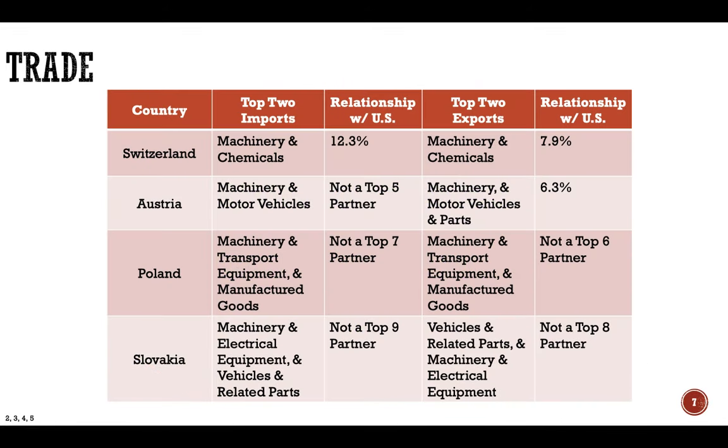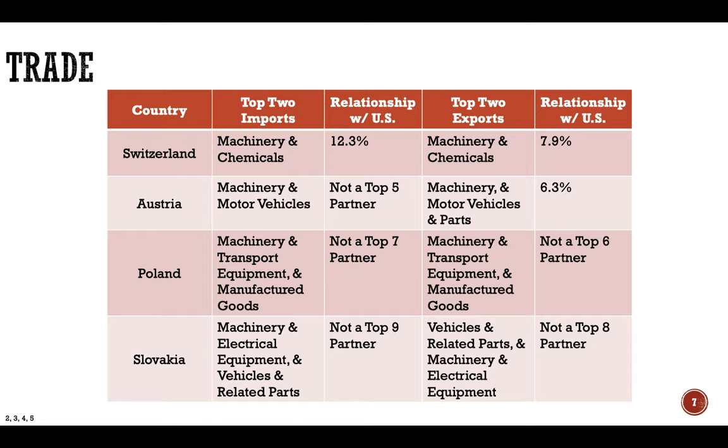So now we're going to continue this talk on trade and look at each country with its top 2 imports and exports and what percentage of each is due to the United States. Machinery is a huge import and export for each of these 4 countries. An interesting thing to note is that a lot of the countries' top 2 imports are actually their top 2 exports as well. The U.S. accounts for 12.3% of Switzerland's imports, while it is not in the top 5 for the other countries. And the other countries' number 1 importer is actually Germany. That makes sense because Germany is a very large economic system right there by them in Europe.